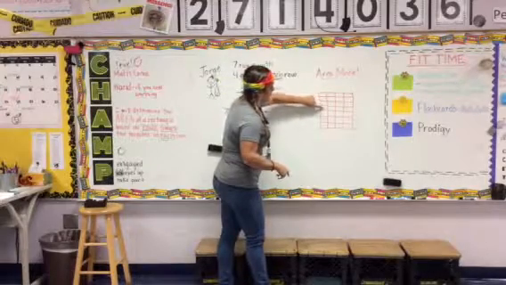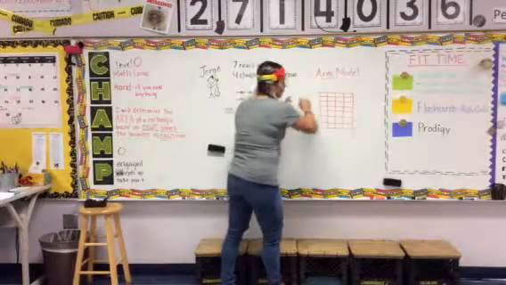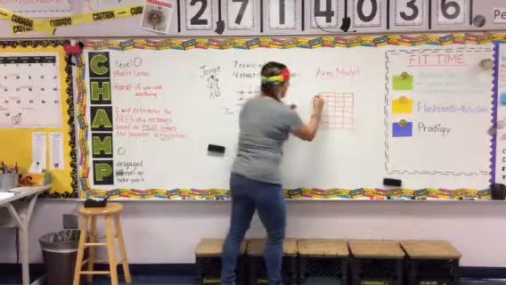So here's how I double check. 1, 2, 3, 4, 5, 6, 7. So that's my 7 rows that I started with, right?